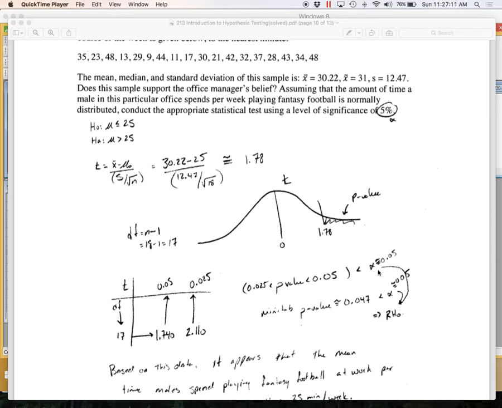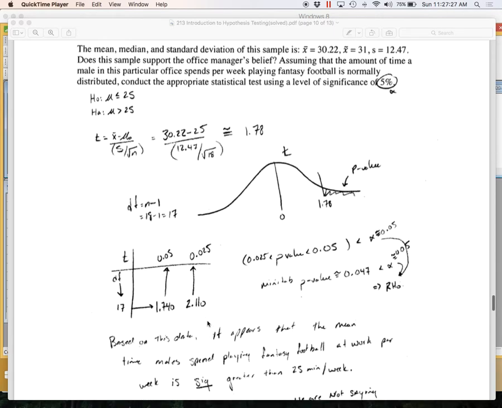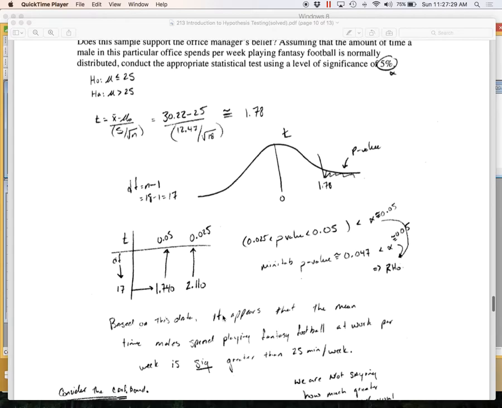Okay, if alpha is 5%, then here I've got a smaller p-value. I've got a p-value that's in between 2.5 and 5%, which is smaller than 5%. And so here I am going to reject the null hypothesis. This idea is not being supported. This one is. Based on this data, it appears that the mean time spent on fantasy football at work per week is in fact significantly greater than 25 minutes per week.